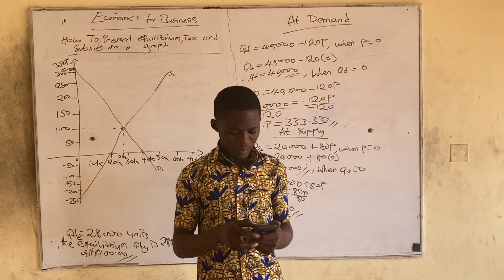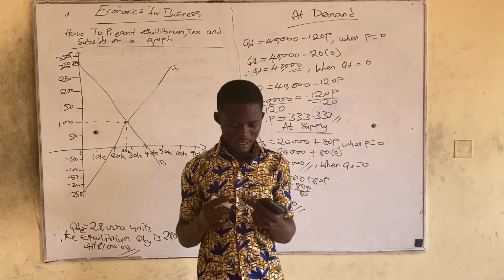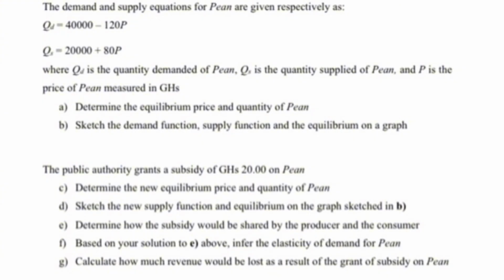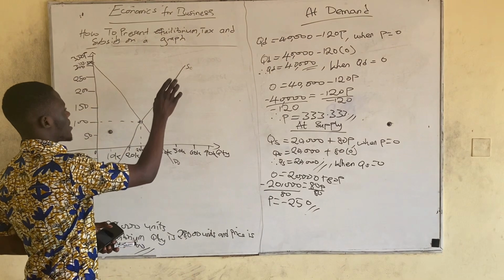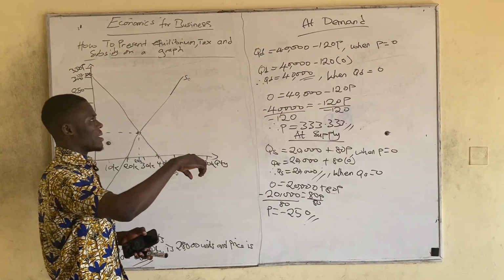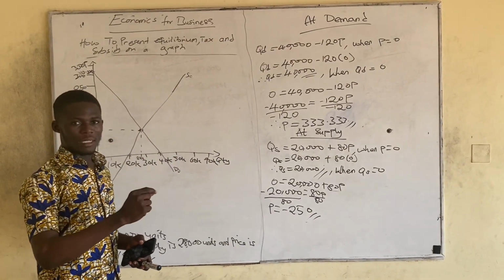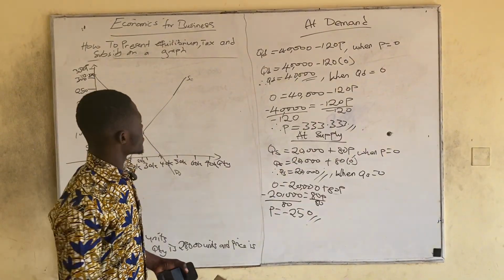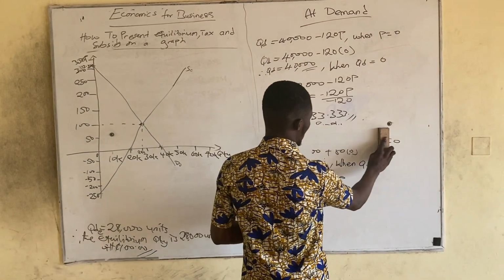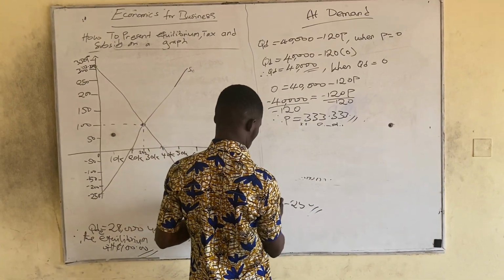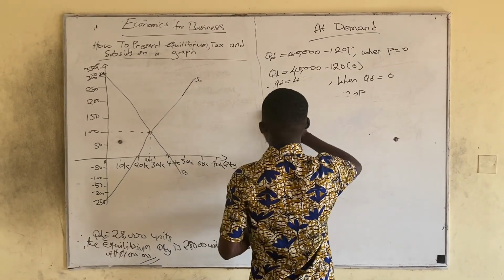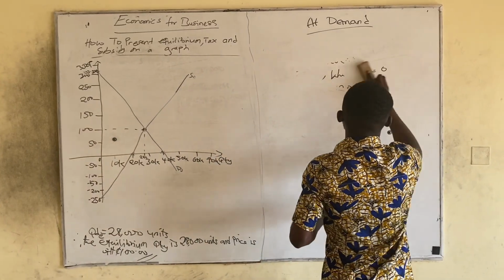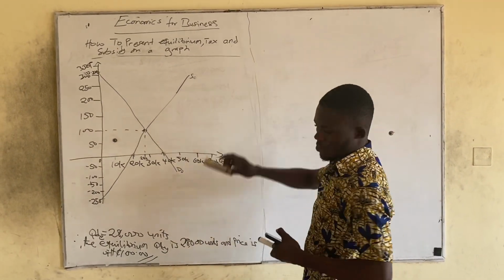Okay, so now let's look at the next question, what it said. It stated that the public authority grants a subsidy of 20 cedis on PIN. So here the public authority has granted them 20 cedis subsidies. I'll clean this side, so that our graph will be there. We can use it to do anything they ask us to do.